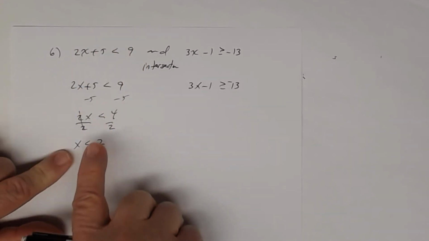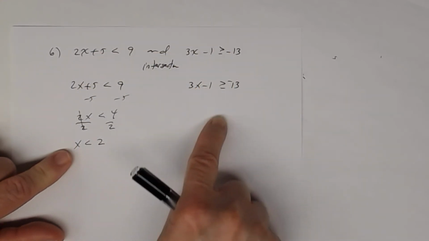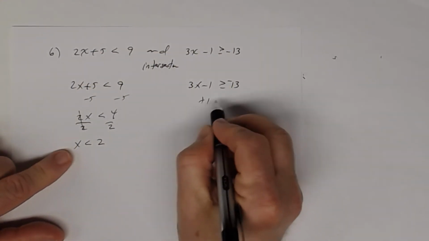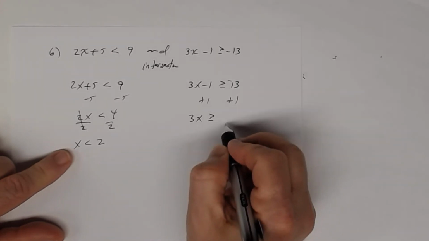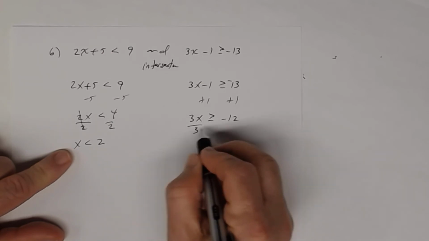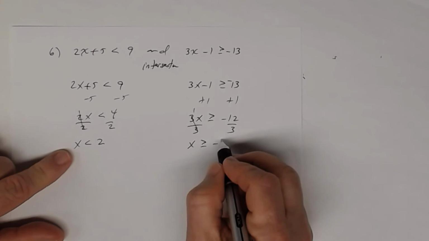But the solution has to satisfy both this and this. So that's why we have to look at this as well. So let's look at this. I'm going to add 1 to both sides. So I get 3x is greater than or equal to negative 13 plus 1 is negative 12. Dividing by 3 to get x by itself, I get x is greater than or equal to negative 4.